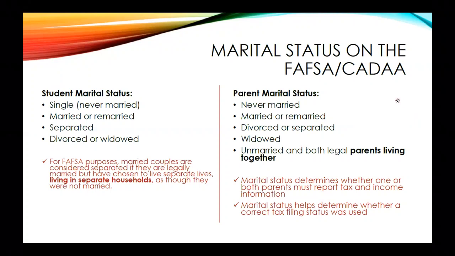And then we have for parents. So for parents of dependent students, same thing: either they're never married, they're married or remarried, they are divorced or separated or widowed, or here's a tricky one, unmarried and both legal parents living together. Now, this one gets tricky because sometimes you have both of your parents living in the household, and while it may be true that they've never been married, you don't use the one that says never married, because if they live together in one household, then you use the status that says unmarried and both legal parents living together.